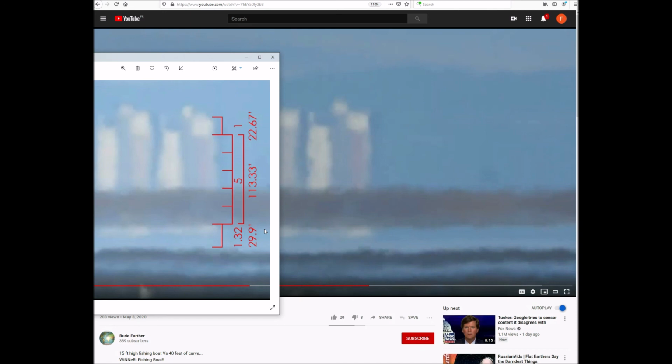As with the wind turbines and boat observation, I suggest to Rude Earther that he consider doing 10 to 15 sets of observations on different days at different times and documenting as best as he is able the weather conditions. Then comparing these observations to each other to see how much variability there is between them. From this, he will be able to develop a sense of to what extent refraction is influencing the results.